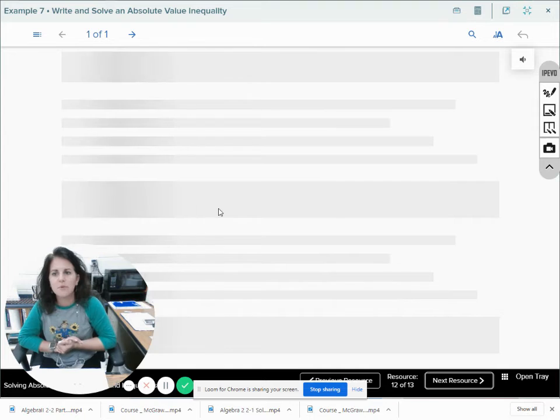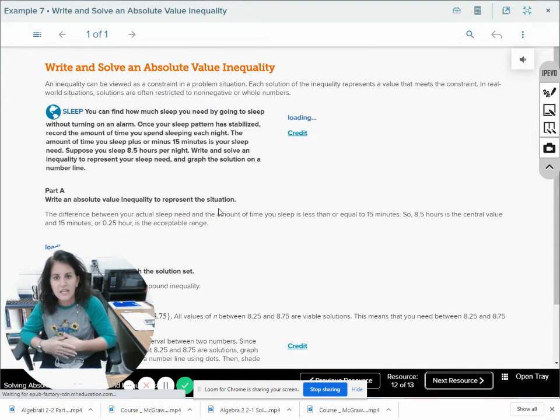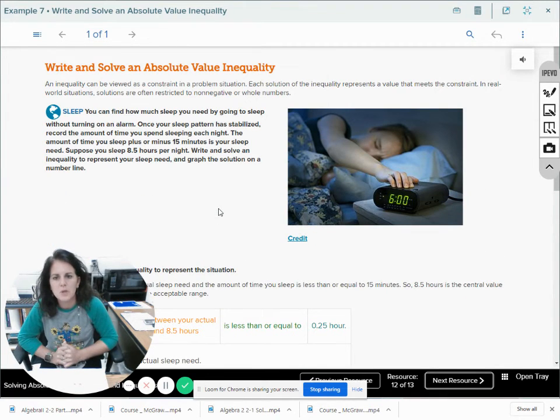And my last example for the day: write and solve an absolute value inequality given a word problem. You can find out how much sleep you need by going to sleep without turning on an alarm. Once your sleep pattern has been stabilized, record the amount of time that you spend sleeping each night. The amount of time you sleep plus or minus 15 minutes is your sleep need.